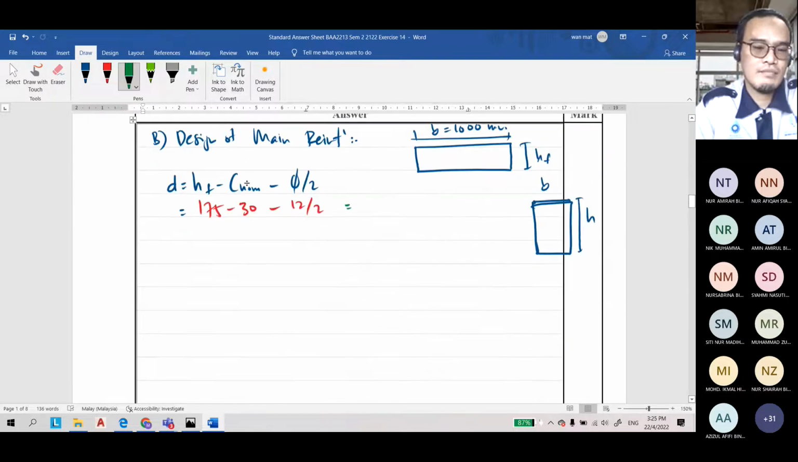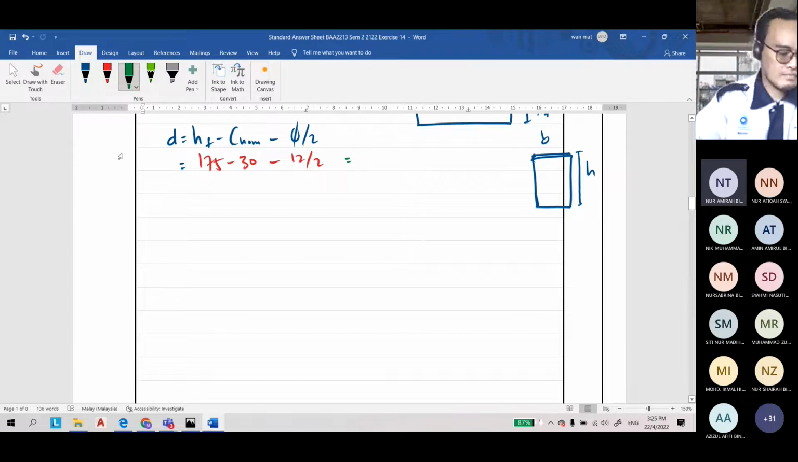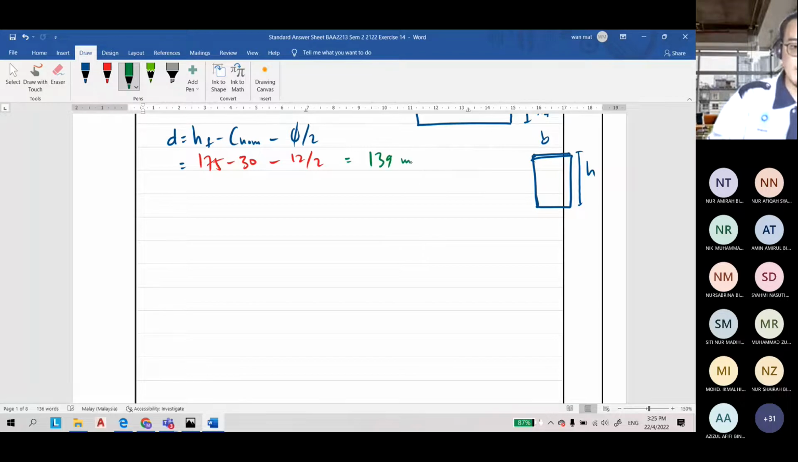What is the answer? 139. Sorry, 139. Okay, good, 139 mm. So another 1 mark here if you score. So the value of K is equal to M over fck times b times d squared, which is equal to 26. Sorry, use red color as the input.